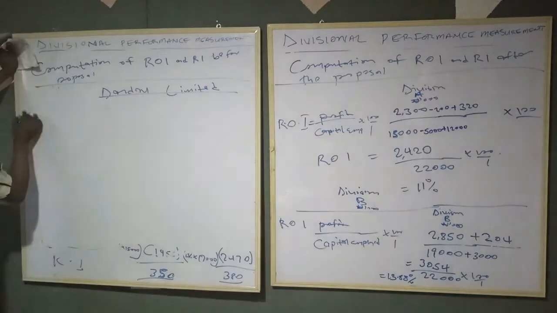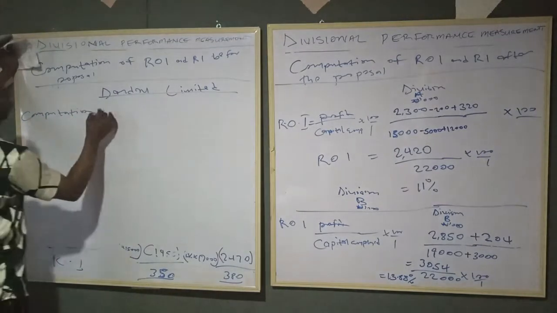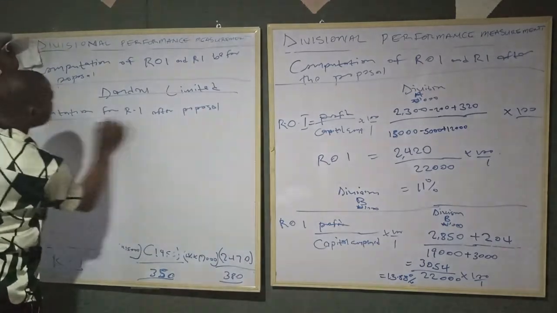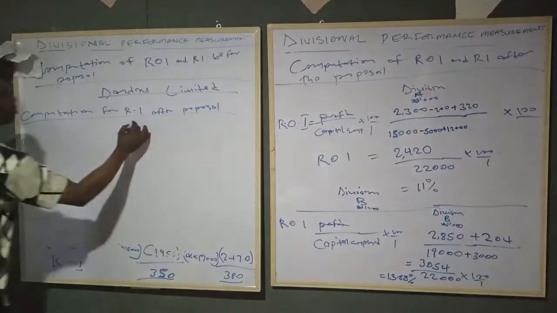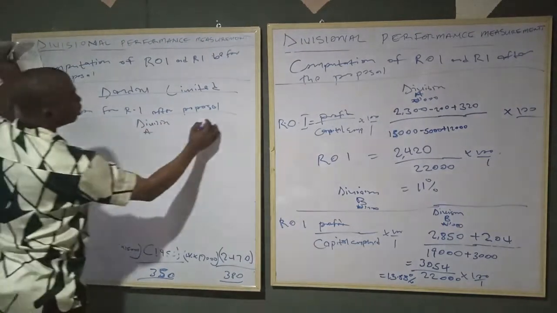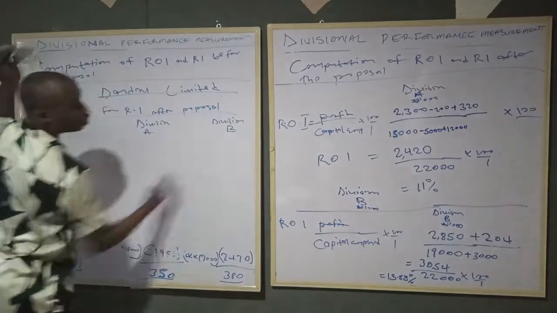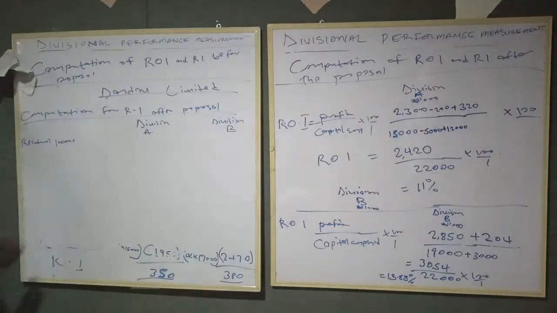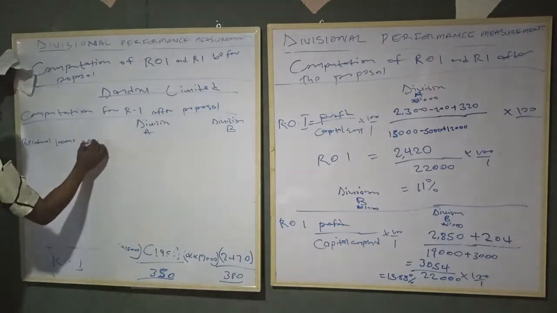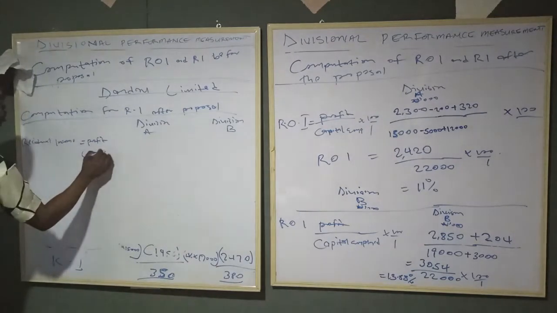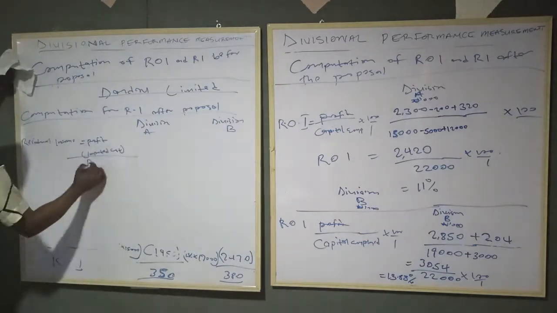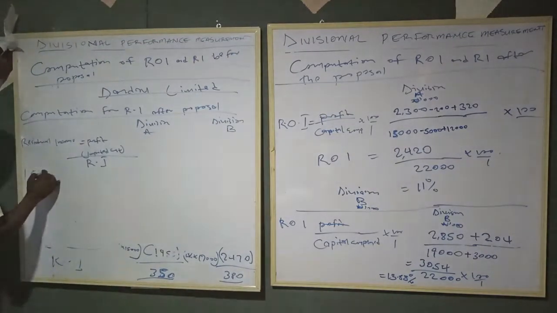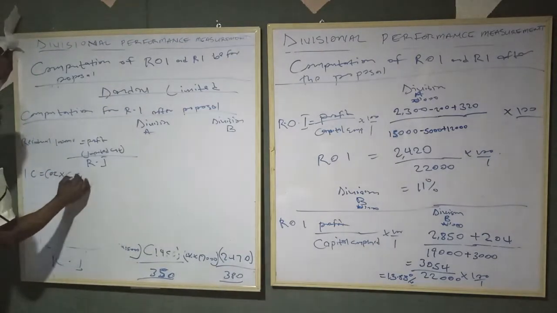computation for residual income after proposal. So it will now be residual income, we have division A and division B. Now, the formula for residual income is profit minus imputed cost. So that gives us residual income. Now imputed cost is equal to cost of capital times capital employed.